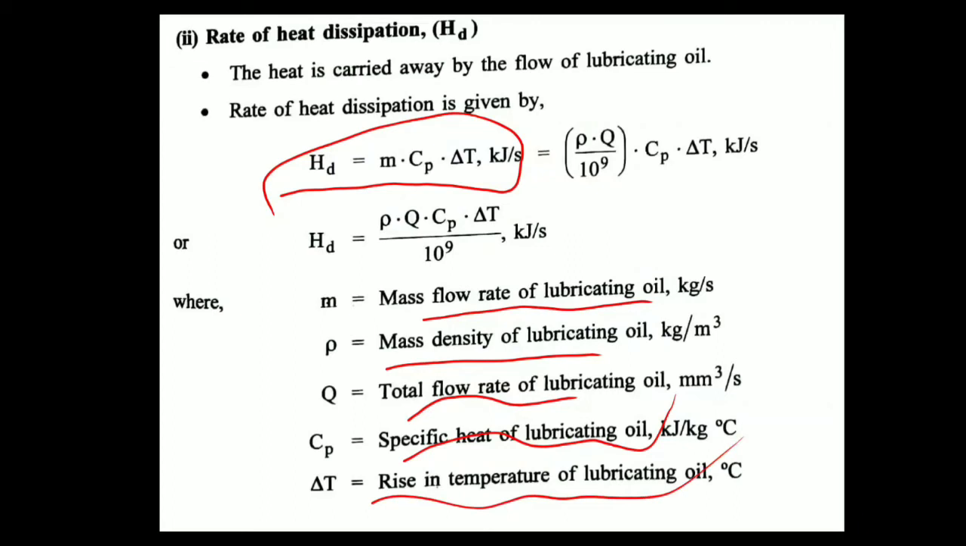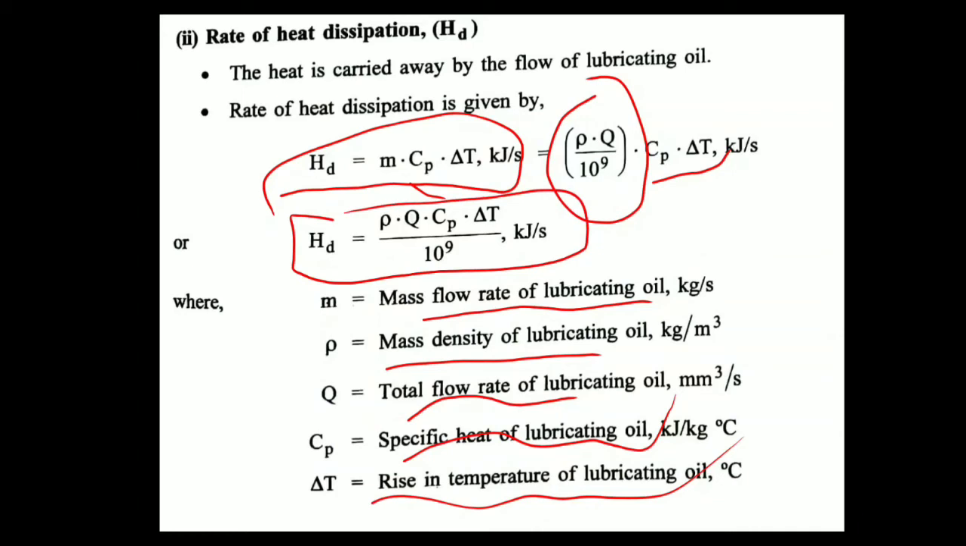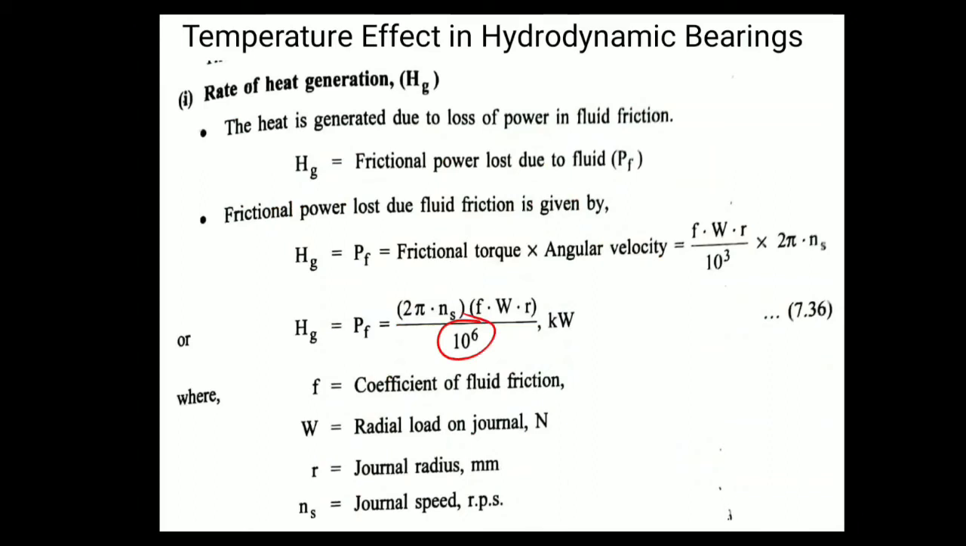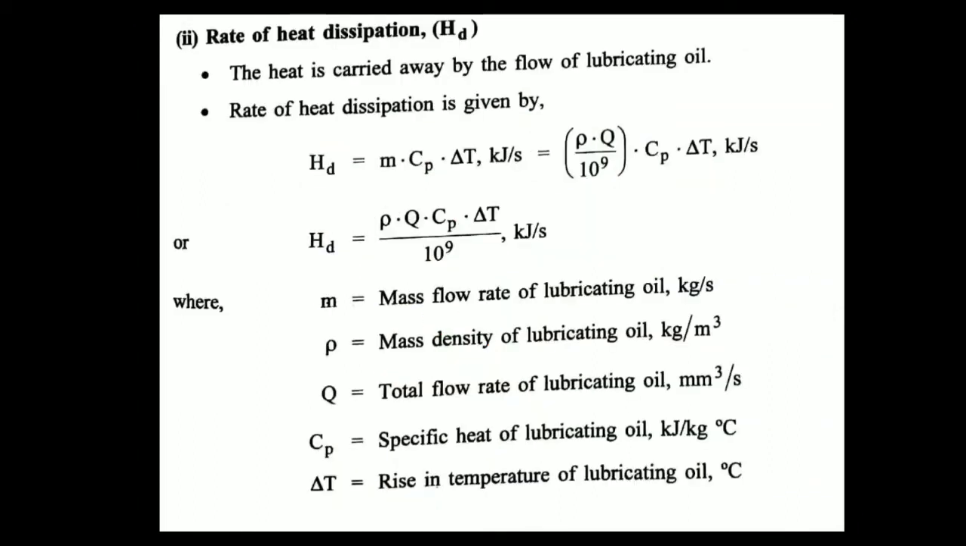So m, the mass, we can calculate as density into flow rate divided by 10 raised to 9, in terms of kilojoule per second. Cp stays as it is, and delta T also stays as it is. Therefore our heat dissipation equation is rho Q Cp delta T divided by 10 raised to 9. Don't get confused here: 10 raised to 6 was there to convert into kilowatt, and here it is kilojoule per second. So heat dissipation is rho Q Cp into delta T divided by 10 raised to 9. Just equate these two terms.